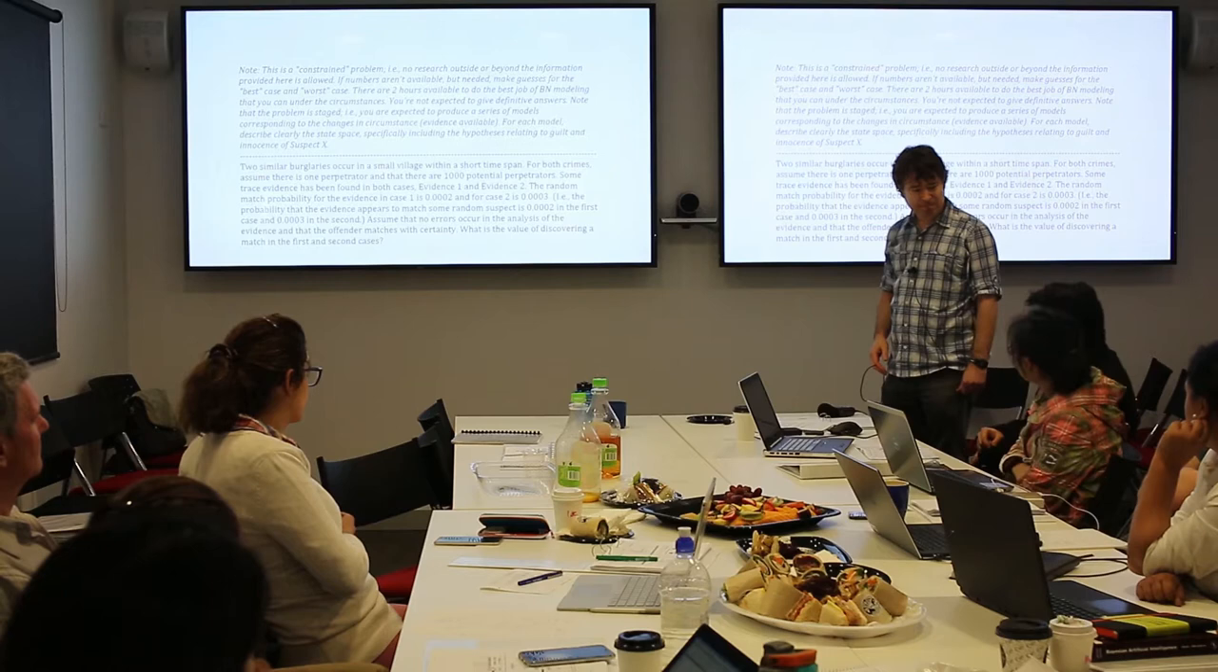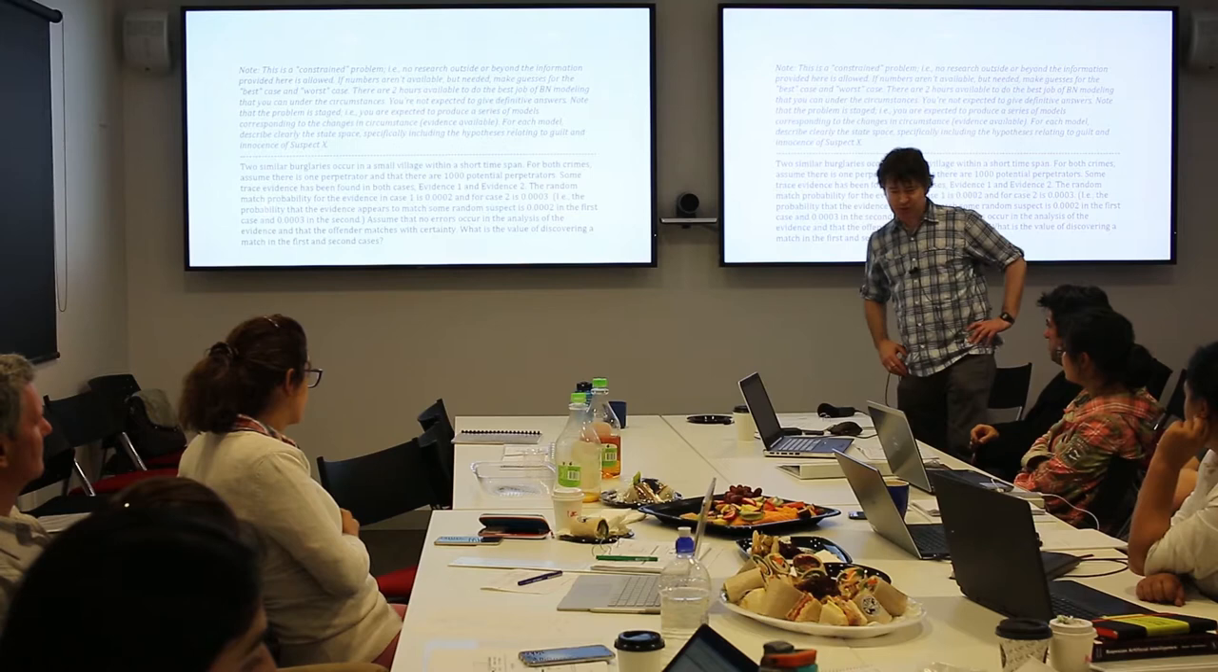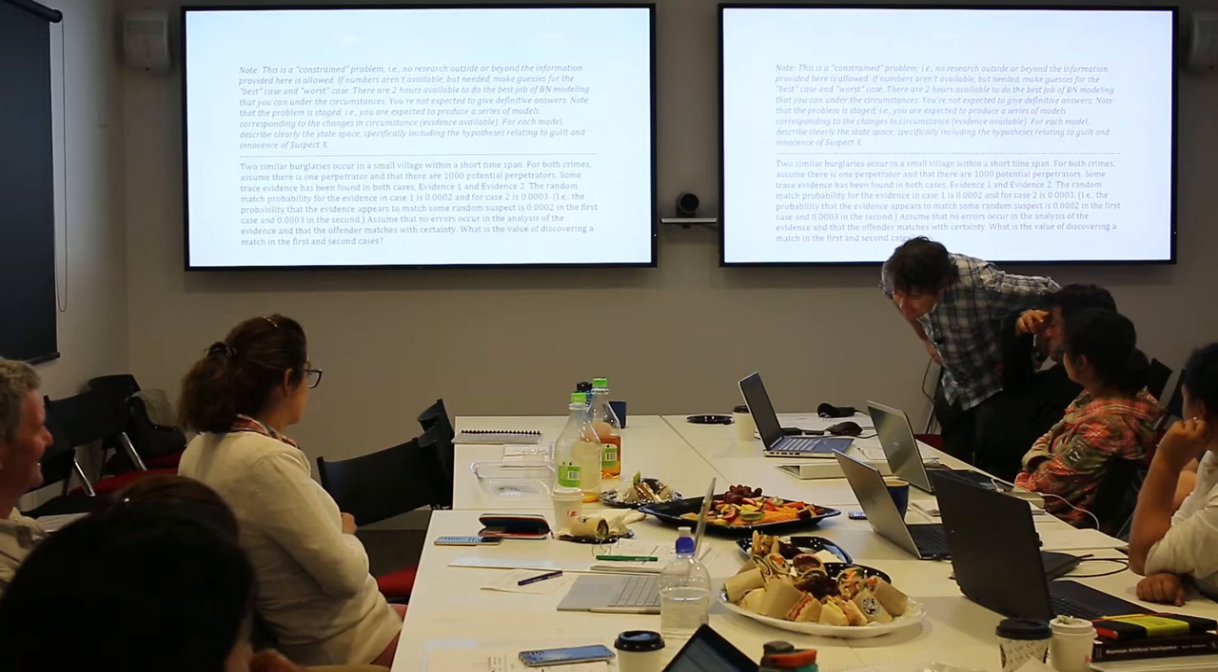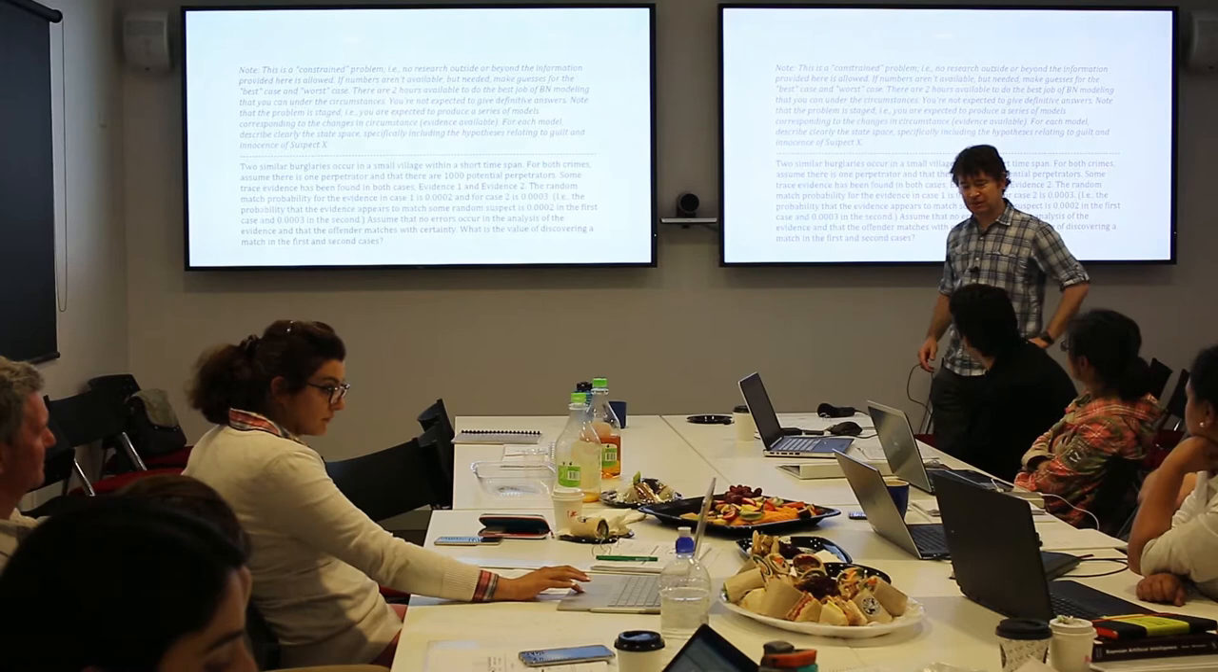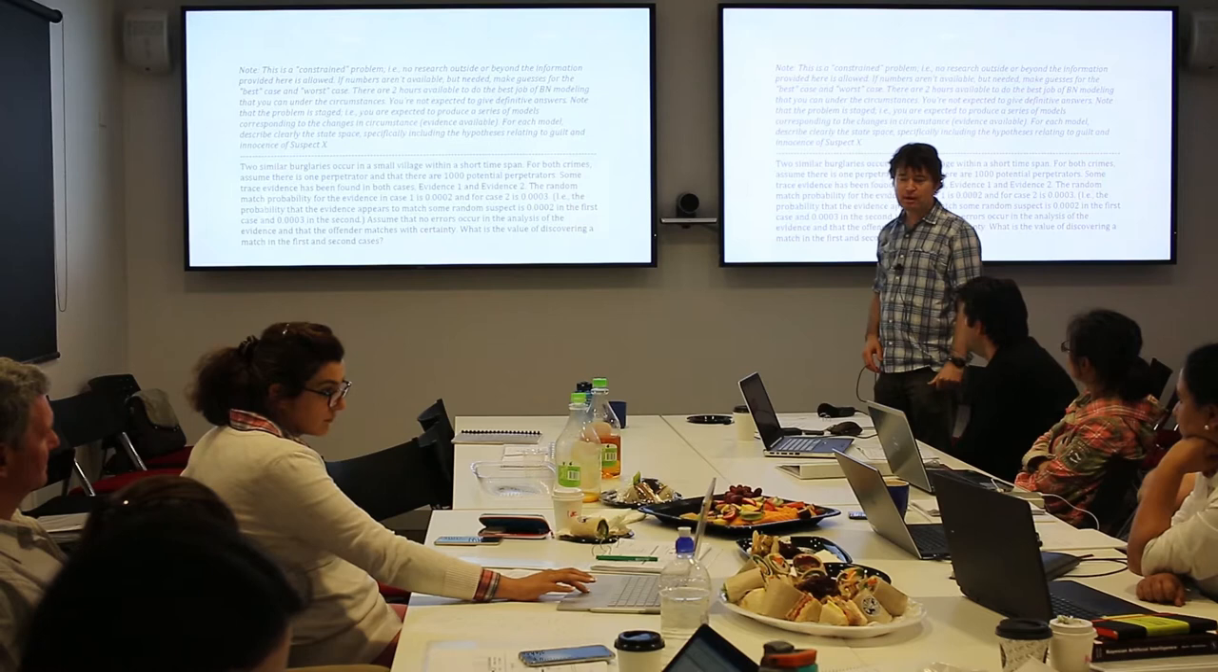Initially, the variables we were going to use were a bit wrong. What variables have you actually used? I since corrected it. In the end, you have guilt, which is the main node of interest. That's right. And then two other nodes, which are just evidence one and evidence two. Yes. Good.